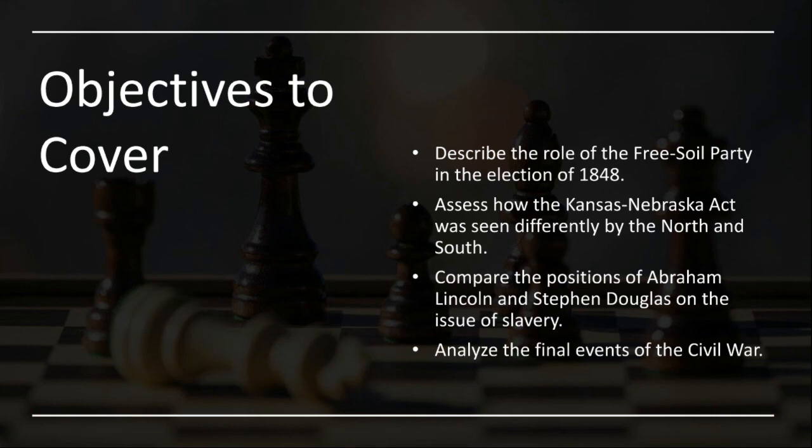Stephen Douglas, on the other hand, believed in popular sovereignty, advocating that the residents of each territory should decide the issue of slavery for themselves. Douglas's position was reflected in the Kansas-Nebraska Act. He believed that allowing settlers to determine the status of slavery through popular vote was the democratic way to resolve the issue. Their differing stances on slavery became central to their famous debates, particularly during the Illinois Senate race in 1858, which further heightened the national discourse on slavery and state sovereignty.